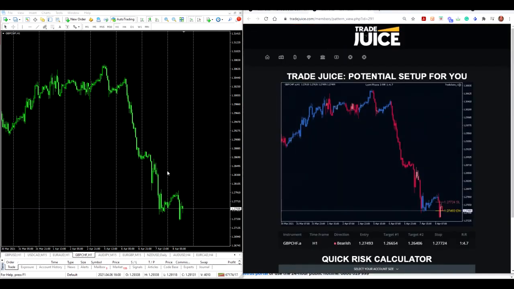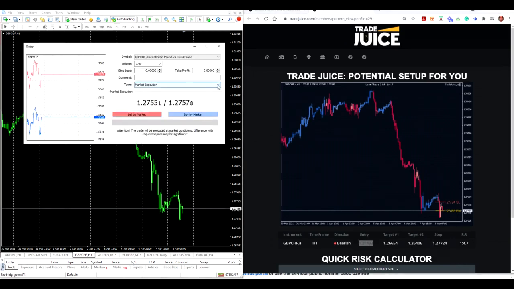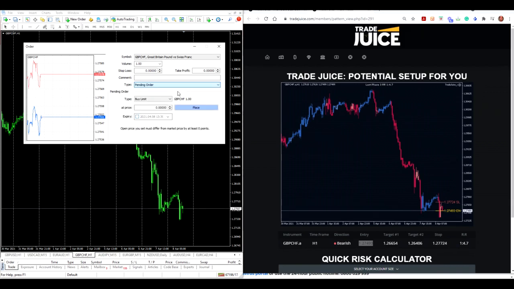So there's my MT4 chart. There's the TradeJuice chart telling me the entry, stop, and the targets. What I'm going to do then is simply set the entry point, because price has not yet reached that point as yet. As opposed to a market execution, or immediate execution, I'm going to enter a pending order, and I'm going to go short.